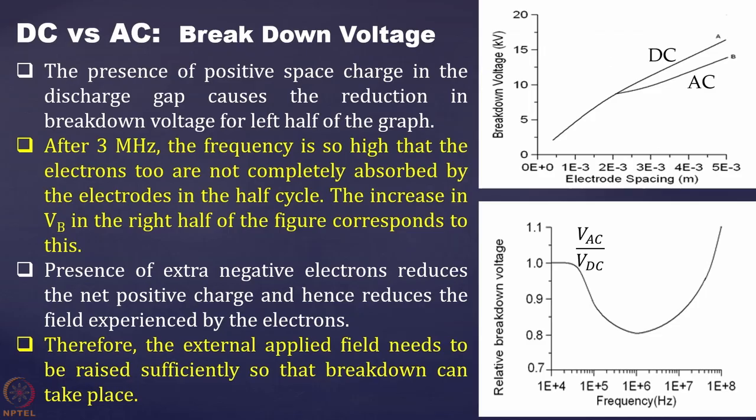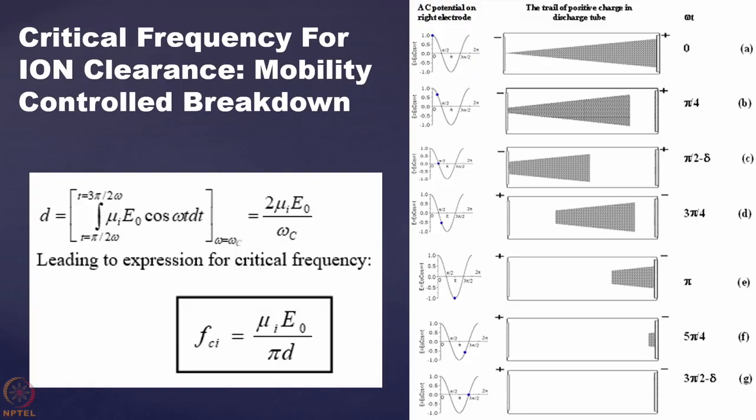So instead of pi by 2, what you are getting over here is that it is pi by 2 omega to 3 pi by 2 omega. So this distance is d, it is now having more time. So t equal to 3 pi by 2 omega is the upper limit, and t equal to pi by 2 omega is the lower limit when it started moving in the other direction. So what frequency are you getting now? If you do this integration, then you are getting d equal to 2 pi E0 by omega c.